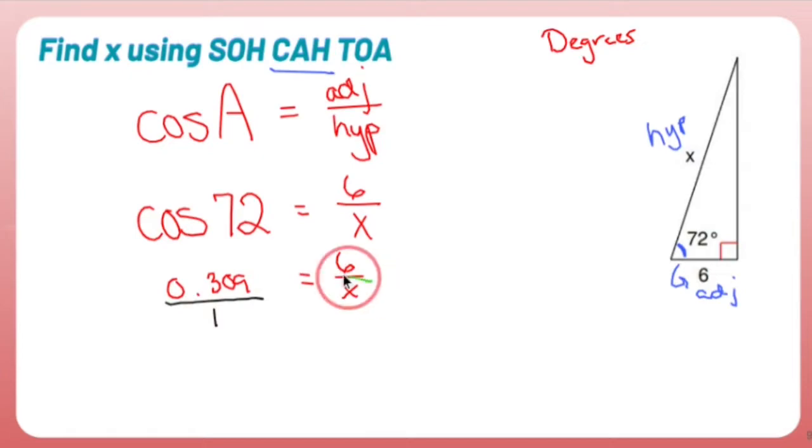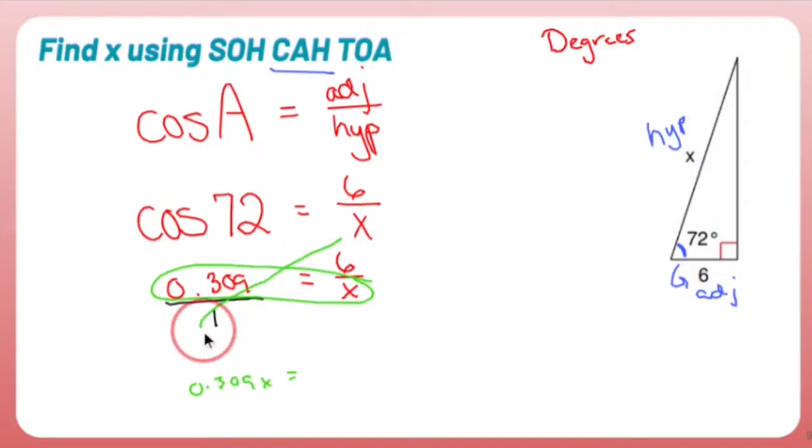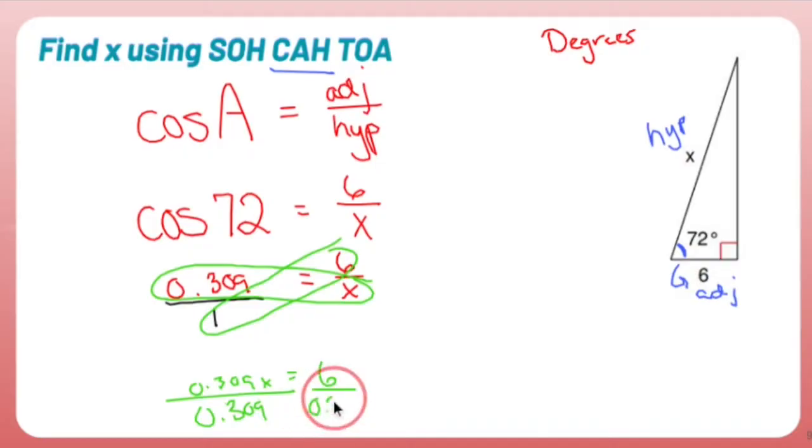Whenever you have a proportion, crisscross applesauce. So I'm going to multiply 0.309 to x, which is 0.309x. And you're going to set that equal to 6 times 1, which is just 6. You divide both sides by 0.309. Divide both sides by 0.309.